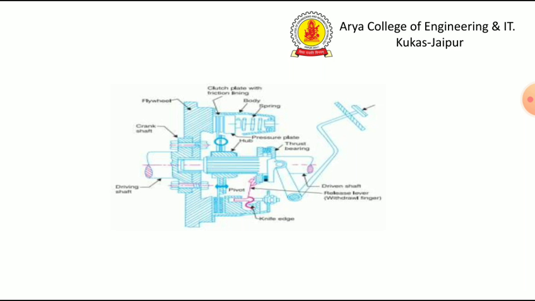This is a diagram of the clutch in which there is a driving shaft on which the flywheel is mounted, and there is a driven shaft on which the clutch plate is mounted, having the friction lining, and the operating medium which consists of the pedal, linkage, the thrust bearing, and the releasing bearing, and the pressure plate having the springs.